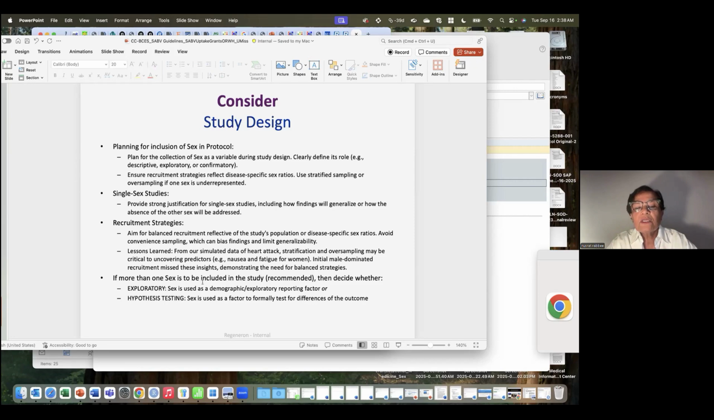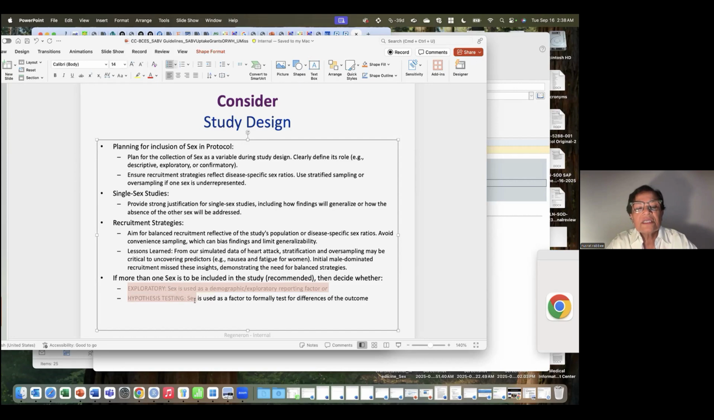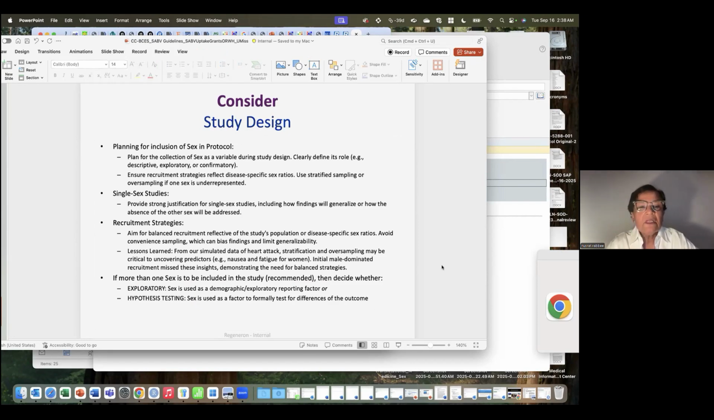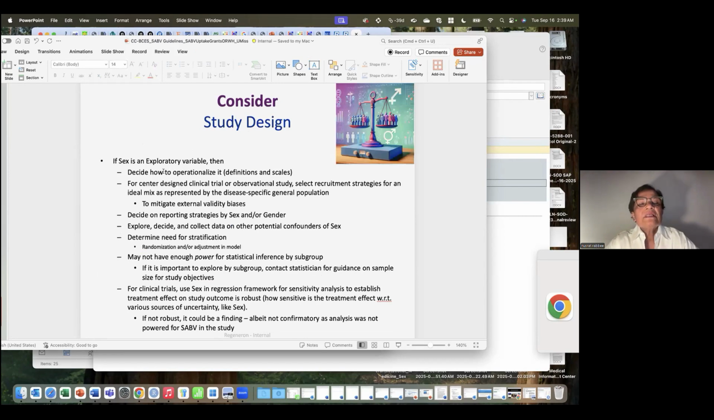If more than one sex is included, then we have to decide whether it's confirmatory, where you're going to do inference on sex as a variable, or whether it's an exploratory variable for post hoc analyses. If sex is an exploratory variable, then we have to decide how to operationalize it.